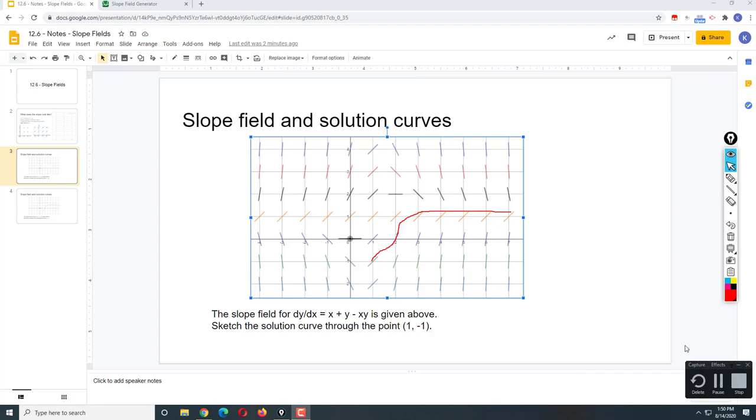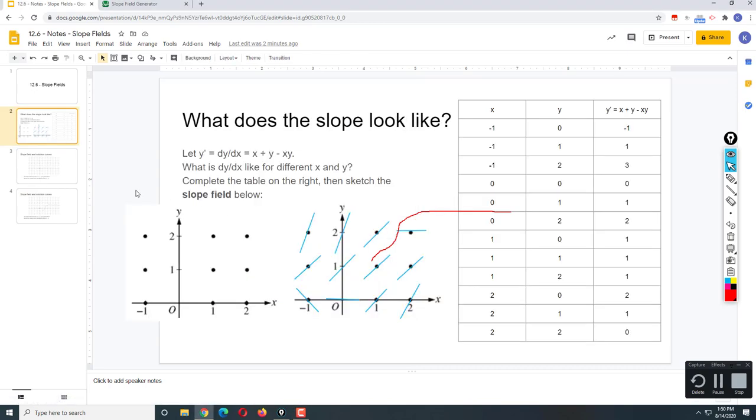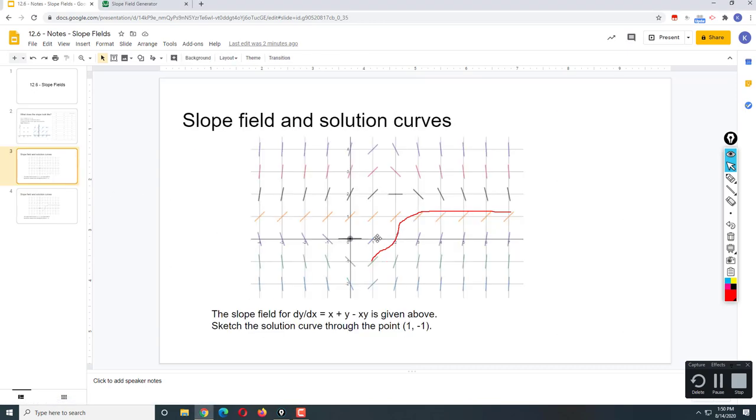Really for the AP test, you should know how to sketch slope fields. And given a slope field, you should know how to sketch solution curves.